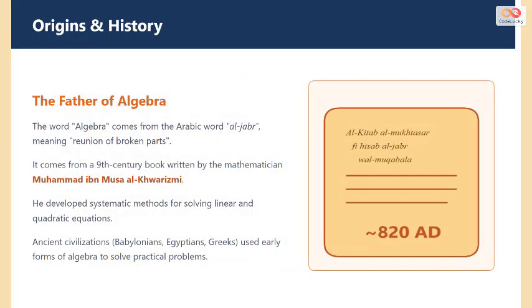The word algebra comes from the Arabic word al-Jabr, meaning the reunion of broken parts. It originates from a 9th century book by the mathematician Al-Khwarizmi. He developed systematic ways to solve equations. While ancient civilizations like the Babylonians used early forms of algebra, Al-Khwarizmi is often considered the father of algebra for formalizing the subject.